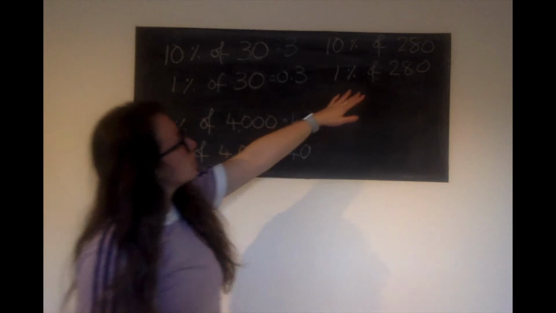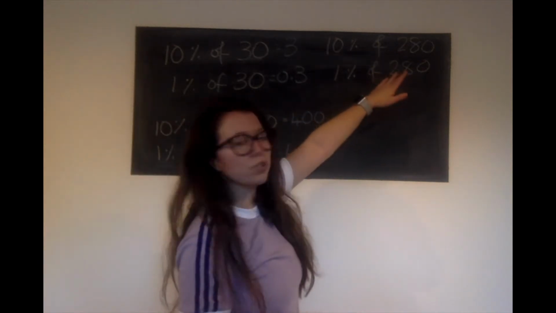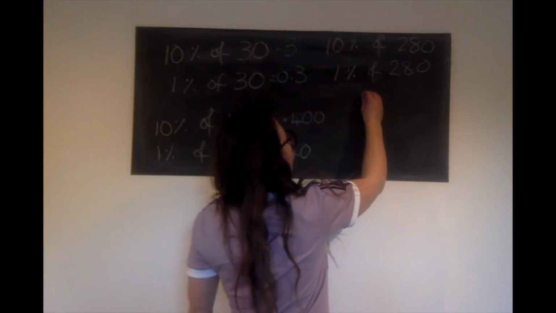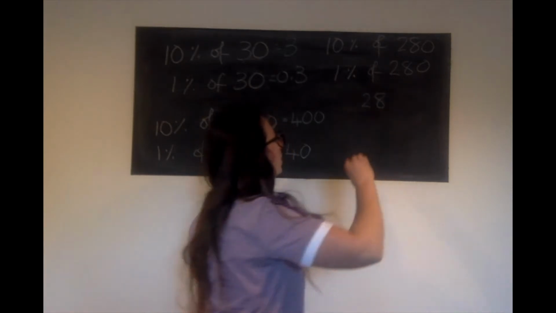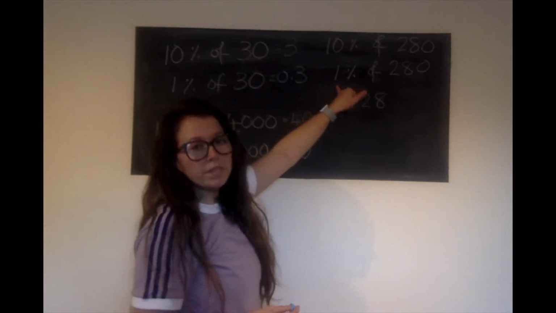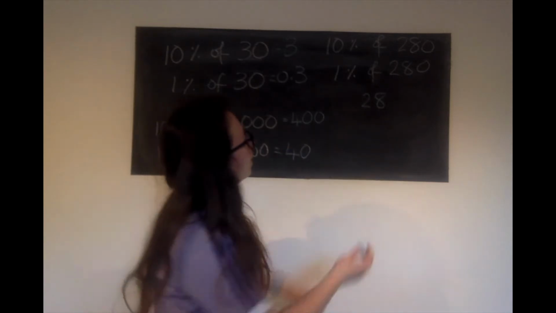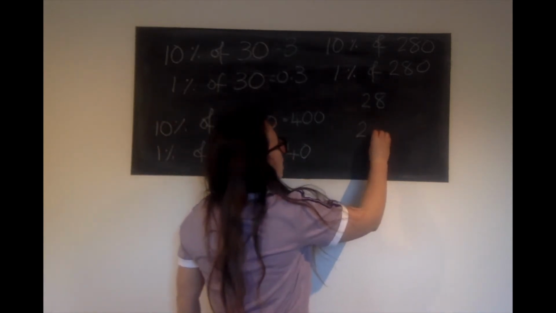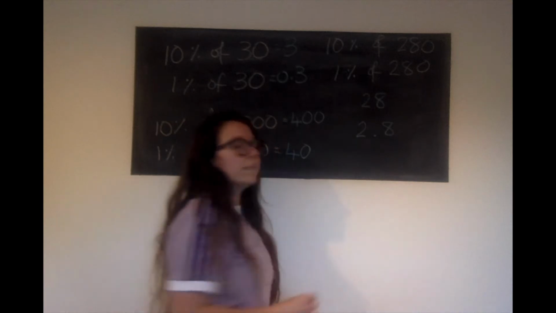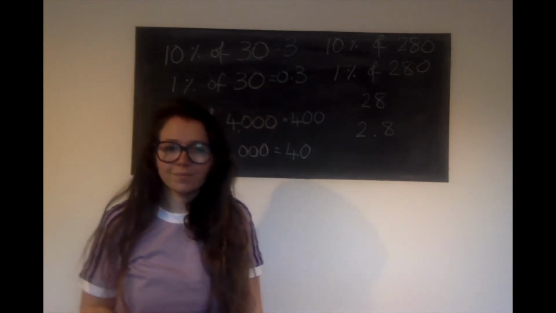Now this one is slightly different. 10% of 280, divided by 10, gives us 28, so that's 10%. Now this time to find 1%, because we divide by 100, it's going to give us a decimal, it's not a whole number. So 1% of 280 is 2.8. Well done if you got those.